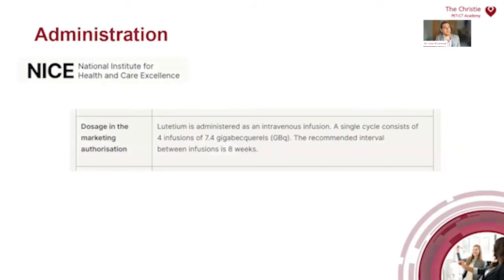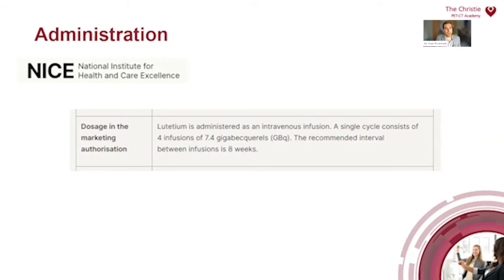How do we deliver the therapy? We are at the moment funded to deliver PRRT as four infusions of 7.4 gigabecquerel of lutetium dotatate. The recommended interval between infusions is 8 weeks. There is some flexibility in that we can increase the duration between infusions to give patients' bone marrow longer to recover, and we can decrease the dose of lutetium if we don't think that they will tolerate the full dose. But we aren't able to give more than four infusions, which is somewhat restrictive for unwell patients.